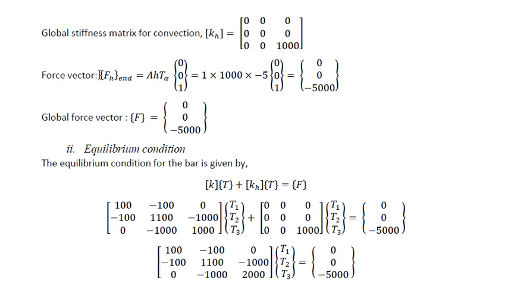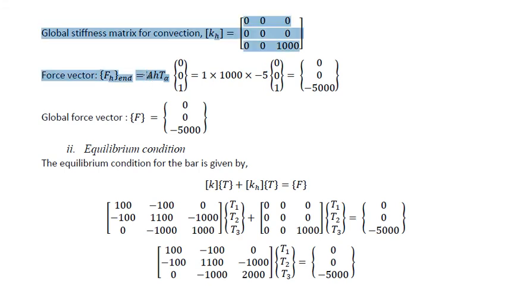So the force vector due to end convection is A H T infinity, or T alpha, the ambient temperature, the temperature of the surroundings, which is minus 5 degrees centigrade, the cooling temperature, the lowest temperature. Now heat will reduce. The temperature at node 1 is 20 degrees centigrade; at node 2 and node 3 it will reduce. The temperature of the surrounding is minus 5 degrees centigrade.